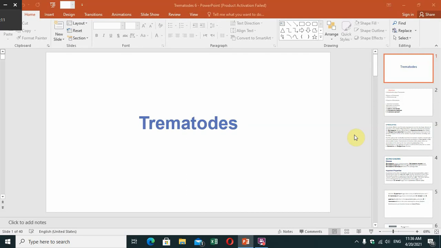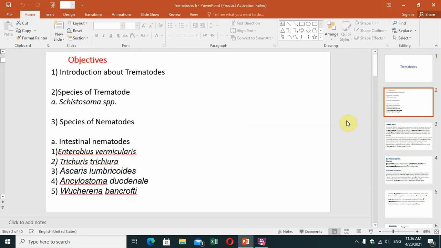وهو الكلاس الأخير بالطفيليات وهو التريماتودز. وفي هذه المحاضرة سوف نتحدث عن introduction about trematodes, species of trematodes like Schistosoma species, intestinal nematodes like Enterobius vermicularis, Trichuris, Ascaris lumbricoides, Ancylostoma duodenale, and Wuchereria bancrofti.